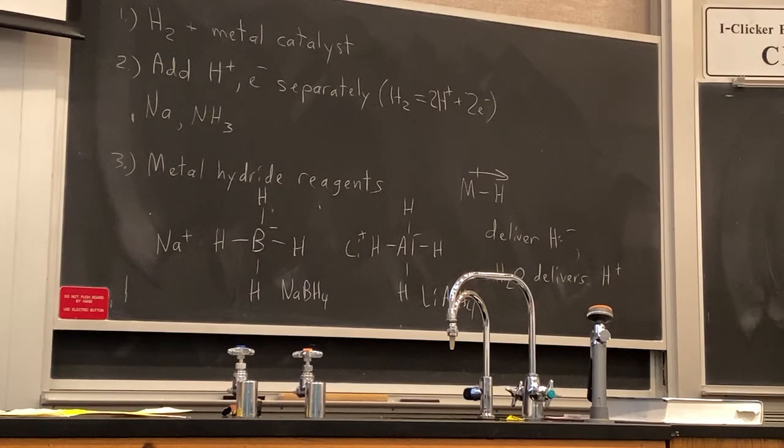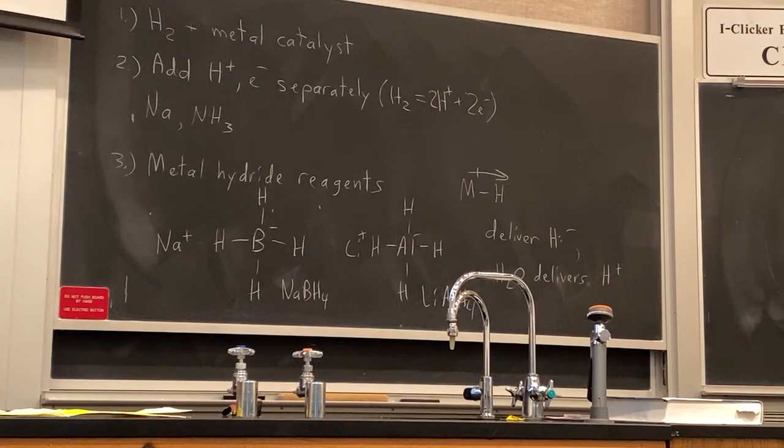H- still has a proton. Why do we have to deliver it separately? Because we need 2 protons. Here we're getting 1 proton and 2 electrons, and so we have 1 proton remaining to deliver H2. So that's why we have to do that. Good question. Other questions?